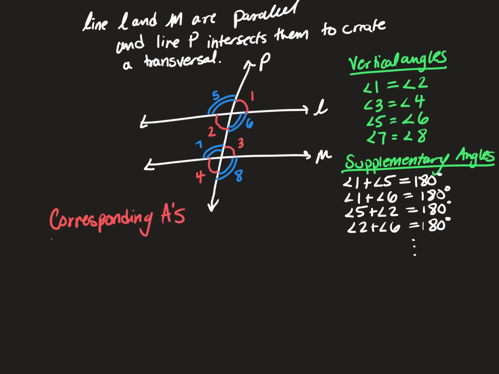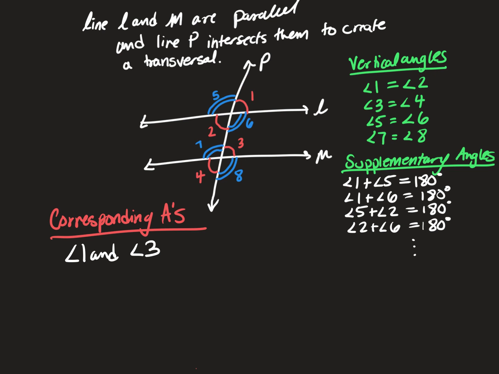Corresponding angles. Corresponding angles are angles that are congruent, but they're on the upper part of the transversal and on the lower part of the transversal. So angle 1 corresponds to angle 3 because they're congruent and they're in the same position. They're just on the upper and on the bottom half of the transversal. So angle 1 and angle 3 are corresponding angles. So you could just write it like this. Angle 1 and angle 3.